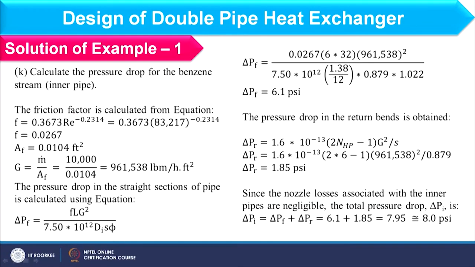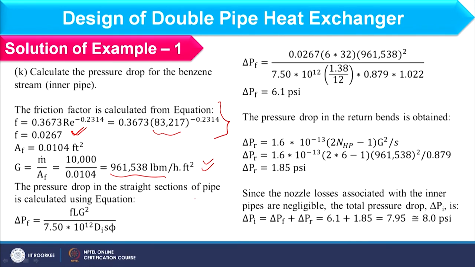Now, further we will focus on pressure drop calculations. First of all, we should focus on the pressure drop of the inner pipe, where the benzene stream is available. For that purpose we can calculate the friction factor first. That expression we have already discussed in the last lecture. Corresponding to the Reynolds number you can choose the f factor. In this case the Reynolds number is 83,217 and other parameters are not required. So, we can simply calculate the friction factor over here, and we can find the flow area. Division of mass flow rate by flow area will give the capital G value, that is mass flow rate per unit area. So, the value comes as this value.